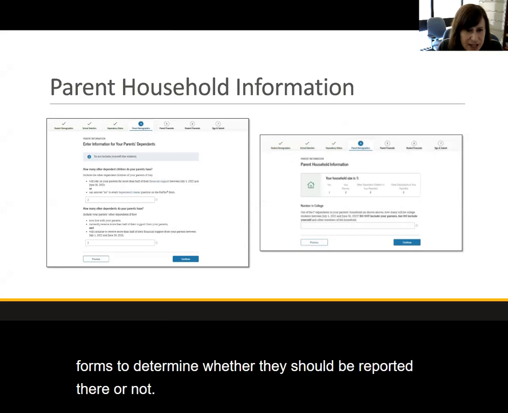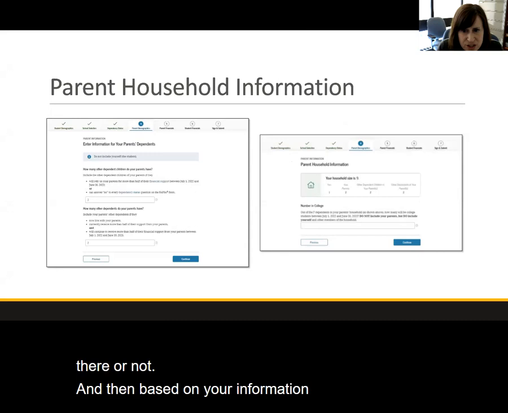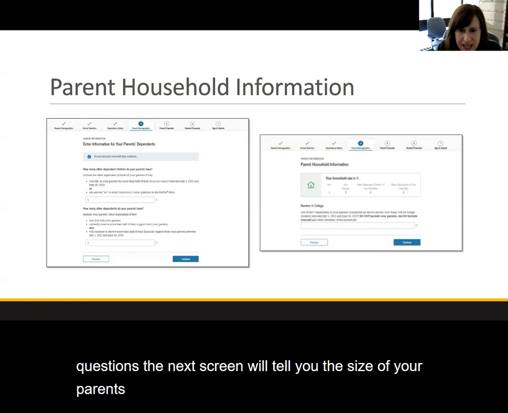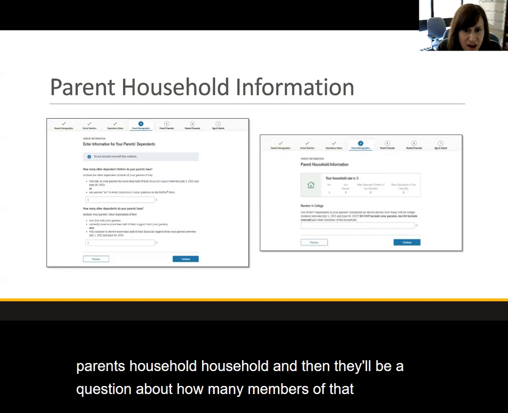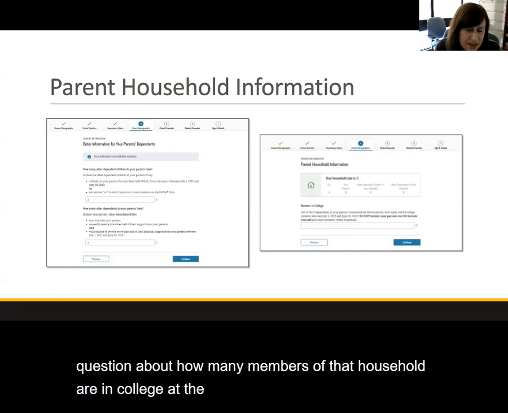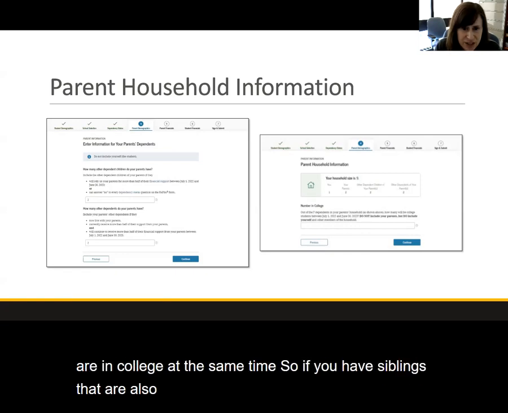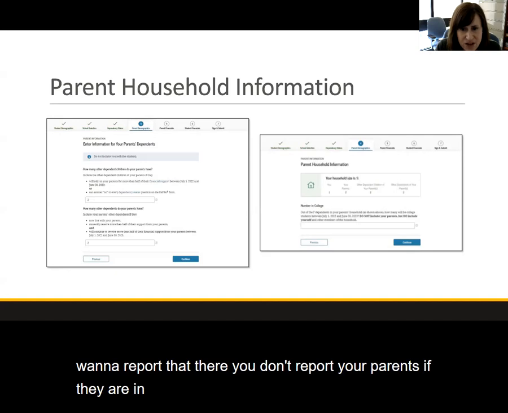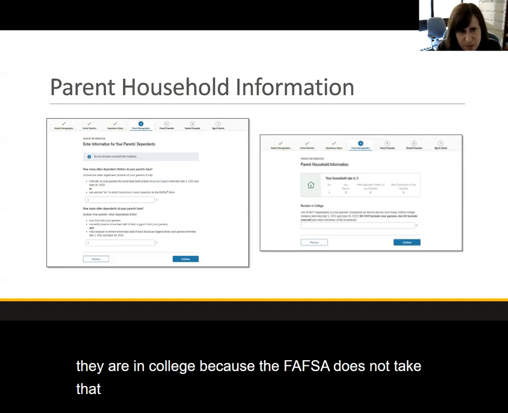And then based on your answers to the first set of questions, the next screen will tell you the size of your parents' household. And then there'll be a question about how many members of that household are in college at the same time. So if you have siblings that are also going to college next year, then you want to report that there. You don't report your parents if they are in college because the FAFSA does not take that into consideration for determining financial aid eligibility.